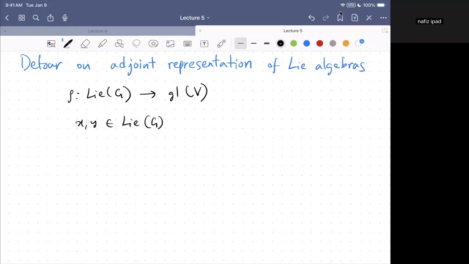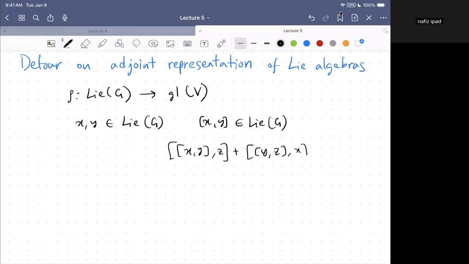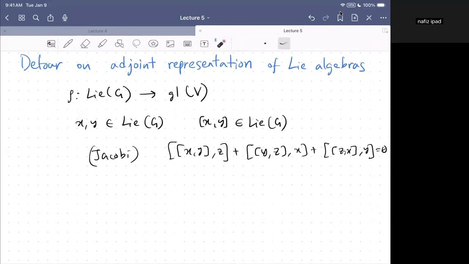Okay, so the basic structure of a Lie algebra is that given any two elements, there is something called the Lie bracket that gives you another element of the Lie algebra. And this Lie bracket has to satisfy the so-called Jacobi identity, which involves three elements, and this is an equation. Okay. So this is the structure of a Lie algebra. And this map has to preserve this structure.